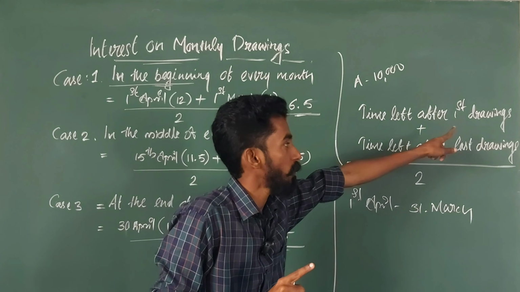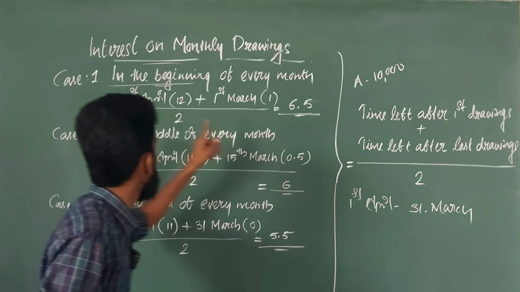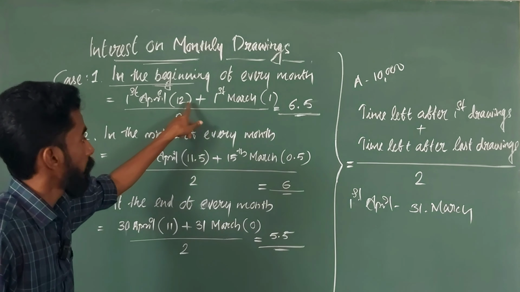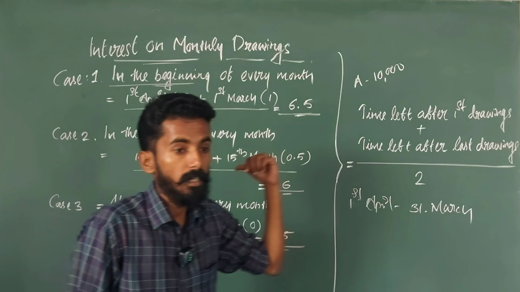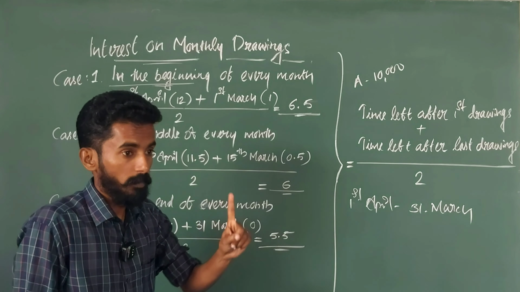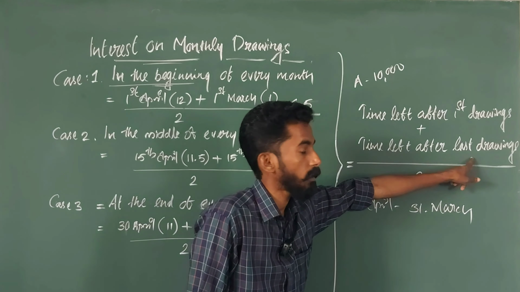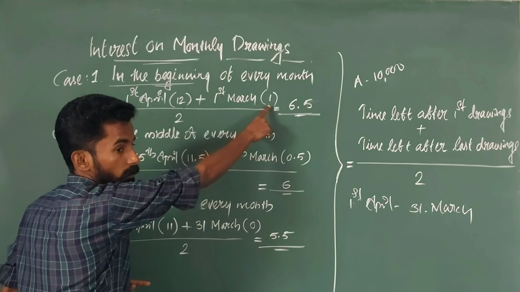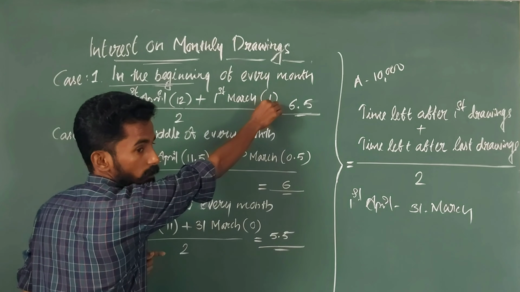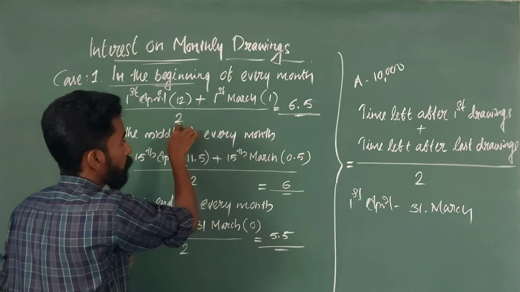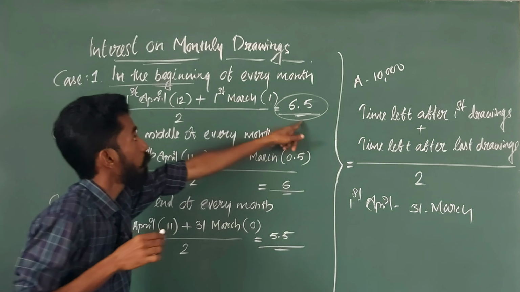Clear? So time left after first drawings, how many months will come? 1st April to 31st March, how many months? 12 months. Plus time left after last drawings. When was his last withdrawal? March 1st. Very good, March 1st, because every month in the beginning. So time left after last withdrawal is how many months? 1 month. So by 2. So here 12 plus 1 is equal to 13 by 2 is equal to 6.5 is the average period in the beginning of every month.